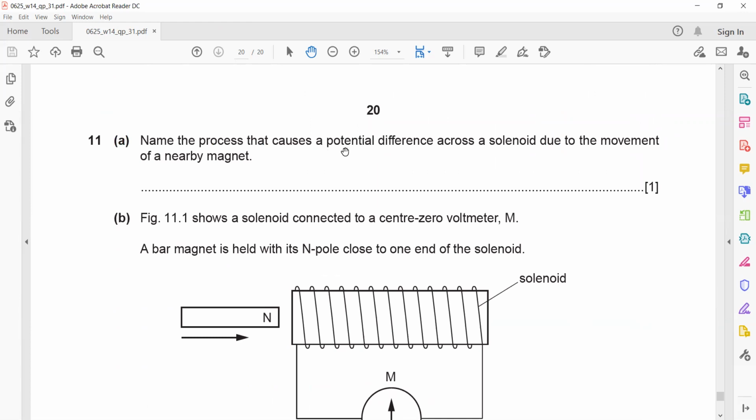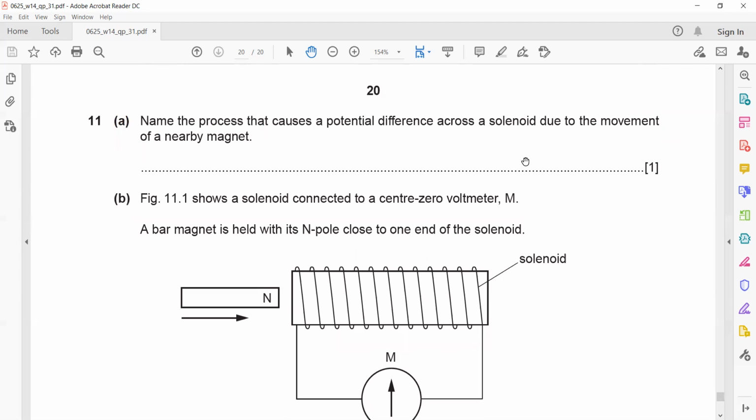Name the process that causes a potential difference or a voltage across a solenoid due to the movement of a nearby magnet. As the magnet is moved, there is a voltage produced. What do we call this process? Electromagnetic induction. And when we produce a charge, that is called electrostatic induction.